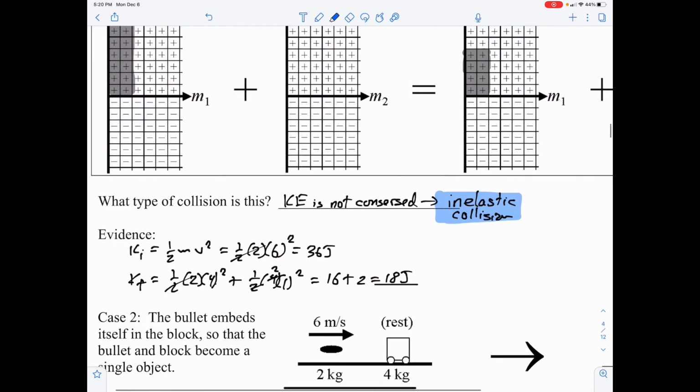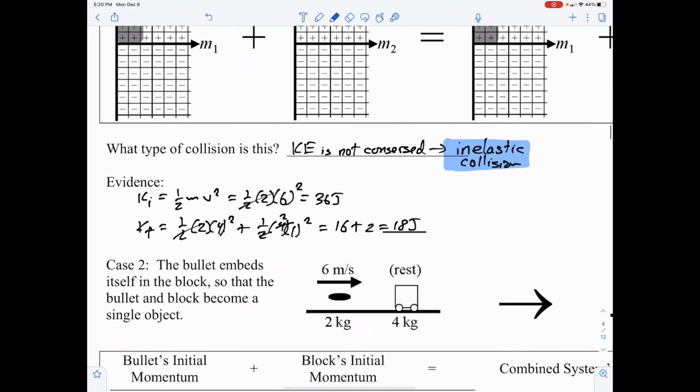Again, your evidence, ladies and gentlemen, is right here. An elastic collision is one in which the kinetic energy is conserved along with the momentum. Momentum is always conserved, right? But when kinetic energy is also conserved, it's an elastic collision. When kinetic energy is lost and obviously not conserved, then it's an inelastic collision. Case 2.